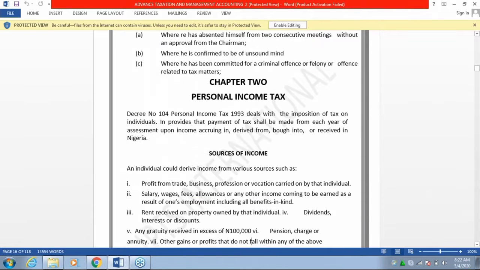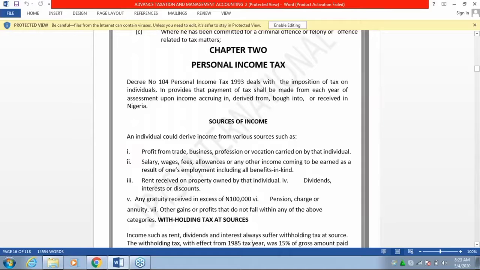What are the sources of that income? An individual could derive income from various sources, such as profit from the trade, business, professions, vocations carried on by that individual person. Then, of course, another one is that of salary, wages, or fee, even allowances. Any other income earned as a result of employment, including all the benefit in kind, is also taxable. Likewise, the rent received on the properties owned by that individual.